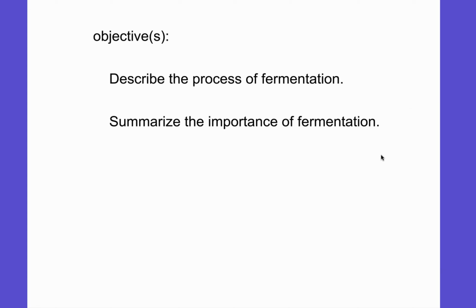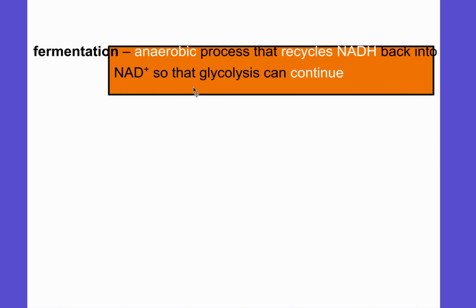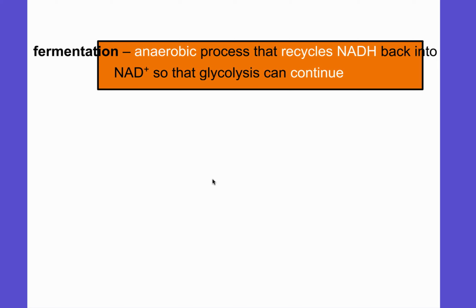All right, so this video is for section 6 of chapter 4, and we're going to talk about fermentation. So right away, I need to know a definition for fermentation. Essentially, it's an anaerobic process that recycles NADH back into NAD+, so that glycolysis can continue, right?